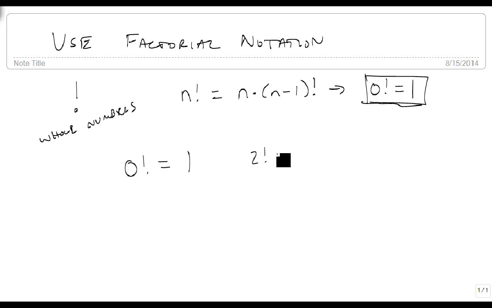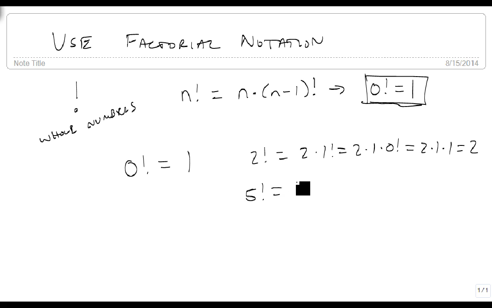If I wanted to find 2 factorial, that's equal to 2 times 1 factorial. Well, we still have the factorial. We need to get rid of that. That's 2 times 1 times 0 factorial. And 0 factorial is 1, so this is 2 times 1 times 1, which is 2.